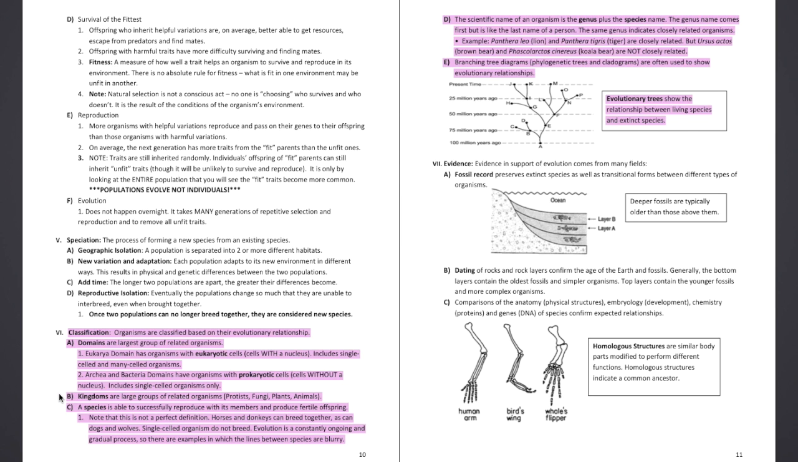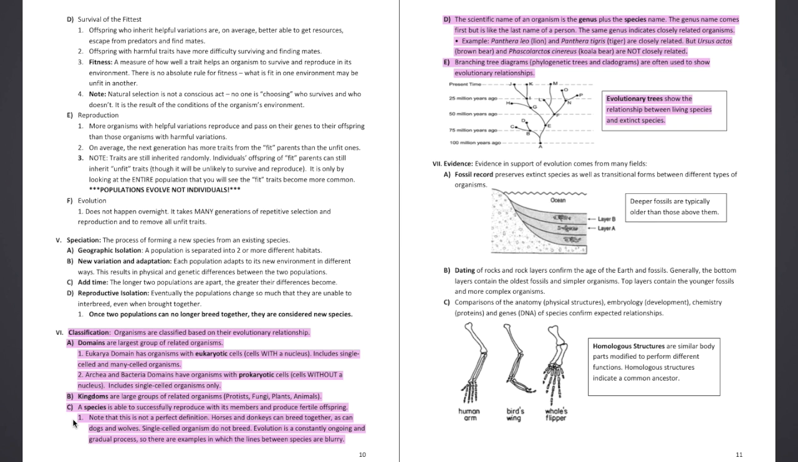B. Kingdoms are large groups of related organisms: protists, fungi, plants, animals. C. A species is able to successfully reproduce with its members and produce fertile offspring. 1. Note that this is not a perfect definition.